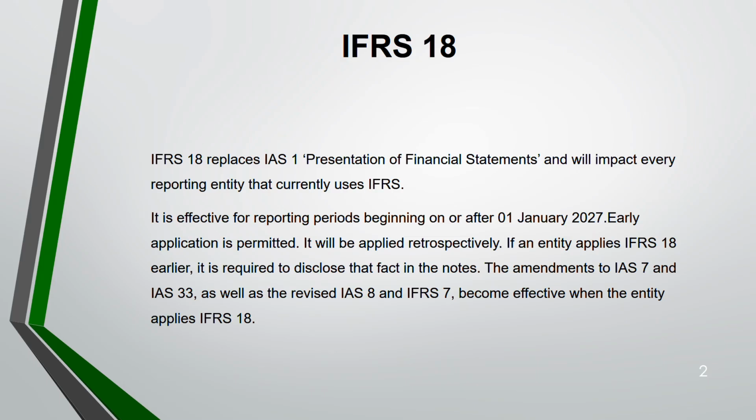The amendments to IAS 7, that is your statement of cash flows, and IAS 33, that is earnings per share, as well as the revised IAS 8 and IFRS 7. For IAS 8 also, the name has been changed, but the content remains the same. That is accounting policies, accounting estimates, and prior period errors. And IFRS 7, that is the financial instrument disclosure, became effective when the entity applied IFRS 18.